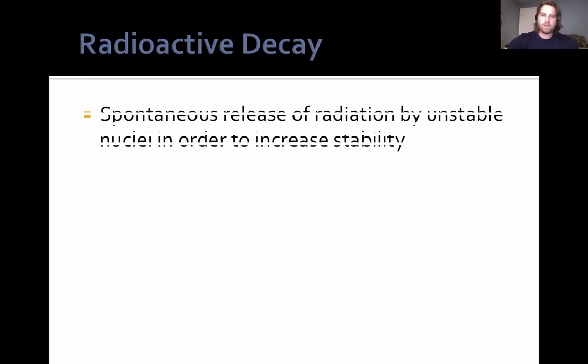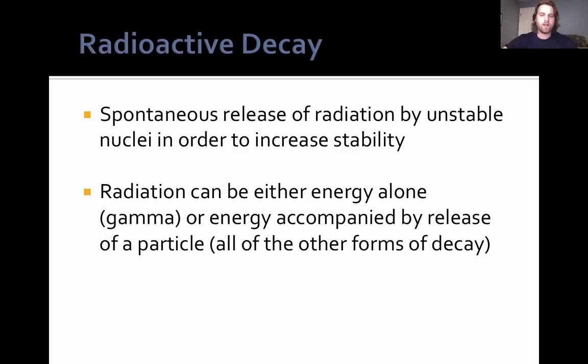Alright, radioactive decay, what is it? It is the spontaneous release of radiation by unstable nuclei in order to increase stability. Radiation can be either energy by itself, which is gamma, or it can be energy accompanied by a release of a particle. That's all other forms of the decay that we're going to look at.